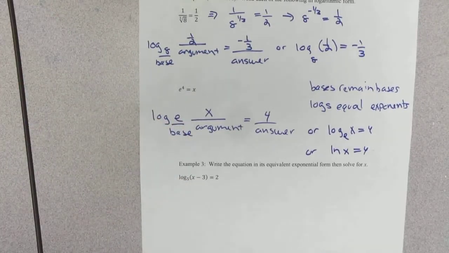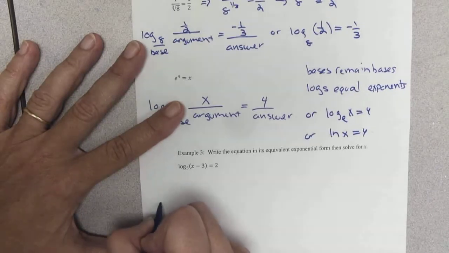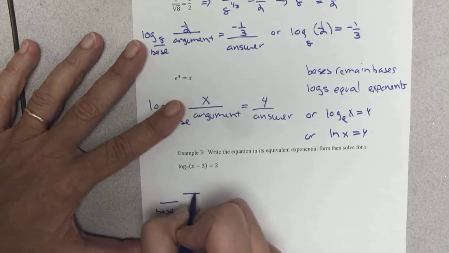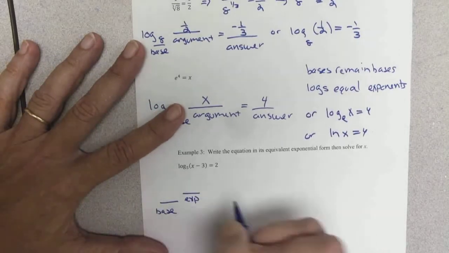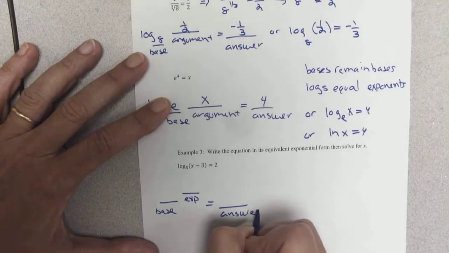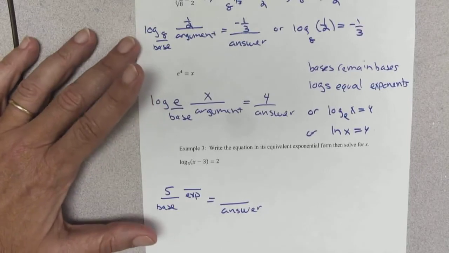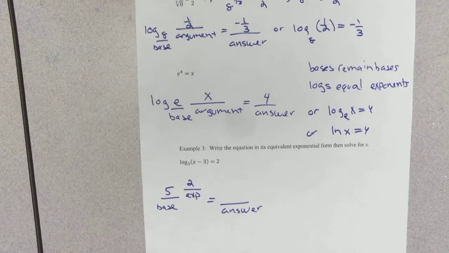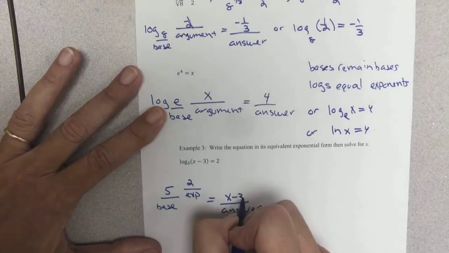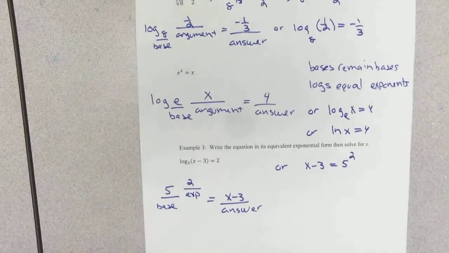Example 3, write the equation in equivalent exponential form and then solve for x. So really more of the same, but this time they said exponential form. So base to some sort of exponent, exp stands for exponent, equals an answer. Bases remain bases, so 5. Logarithms equal exponents, so my exponent is 2. I've got one blank left and one thing I haven't used, x minus 3. We're just turning that around a little bit. x minus 3 equals 5 squared.